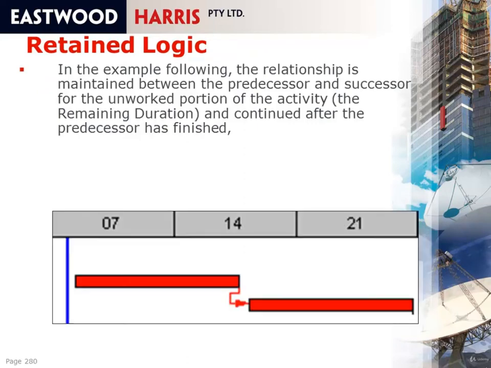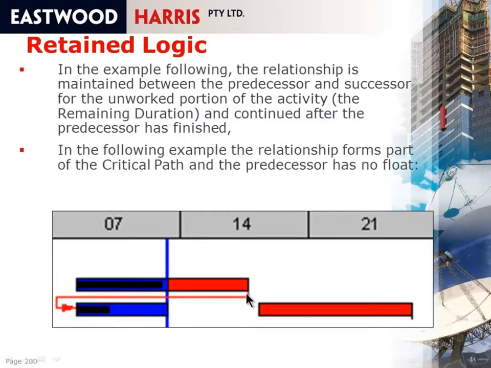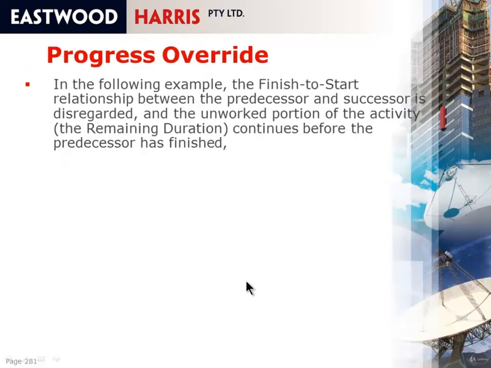In the example below, we have a relationship between the predecessor and the successor, and what's happening is that when we update the program, the predecessor and successor started at the same time, and therefore the remaining duration of this successor activity is delayed until the end of the predecessor. So the activity is split. You'll see that the critical path is maintained and the relation is critical, and there is no float on the predecessor or successor.